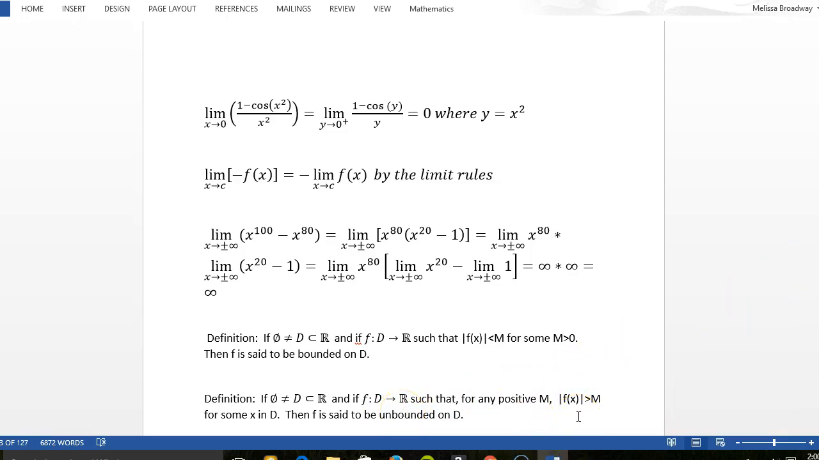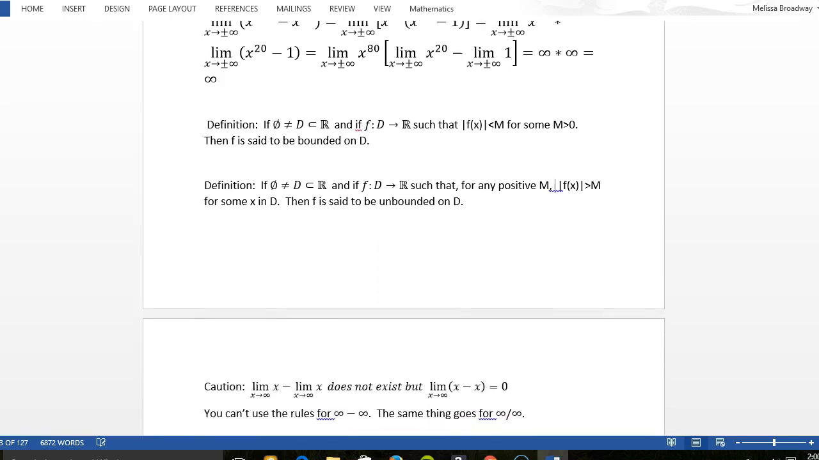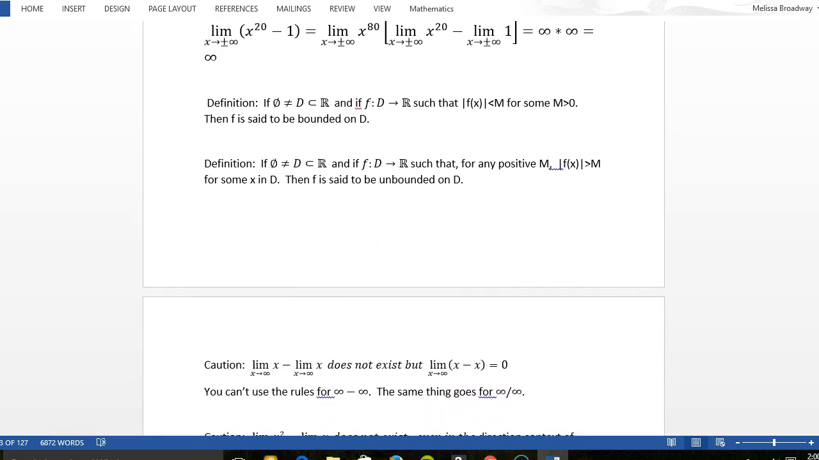That means you're not caged in. This one means you are. This one means you're not caged in. So I had to adjust my definition. Sorry about my unbounded there. I had to fix it.